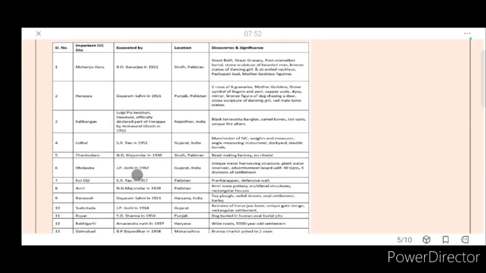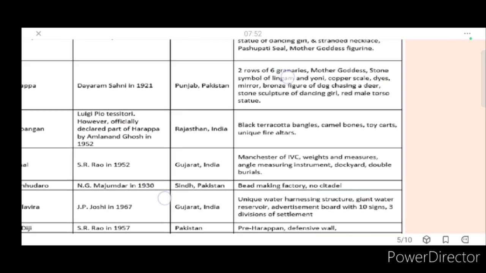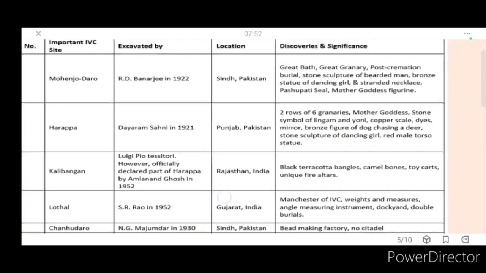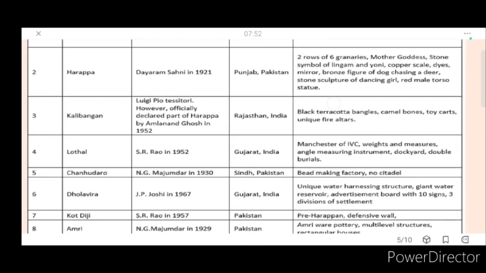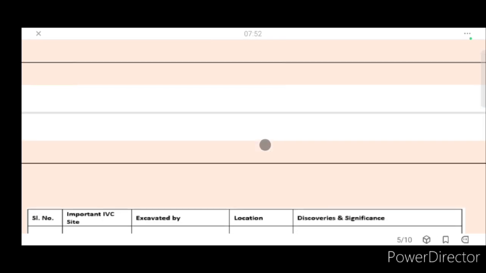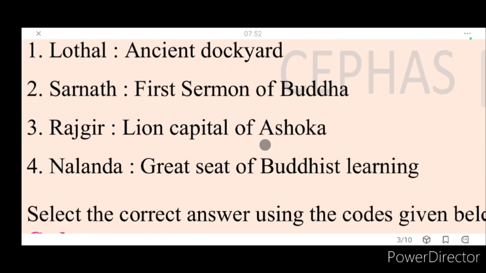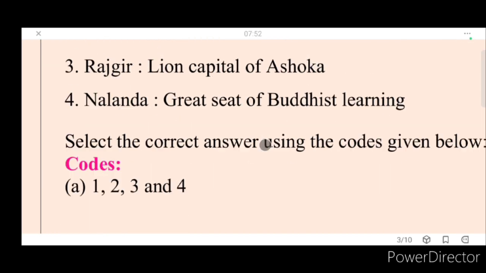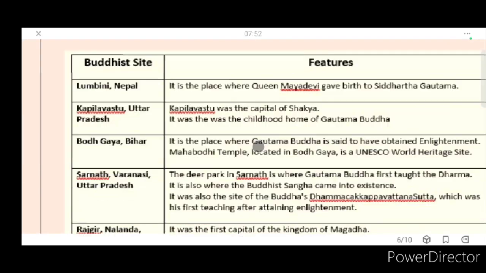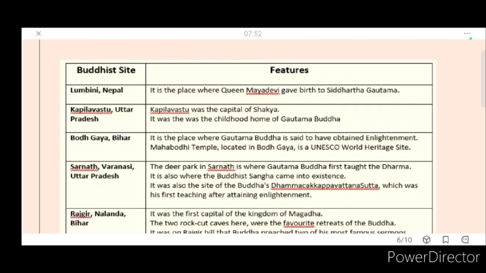And here is the list of all the places and their findings. So let me discuss the Lothal. Lothal is the dockyard. If you see this here, Lothal is related to dockyard. Okay. And what are the other places? Sarnath and Nalanda. These are the Buddhist places. So let's discuss those places also. So let's discuss Buddhist places.